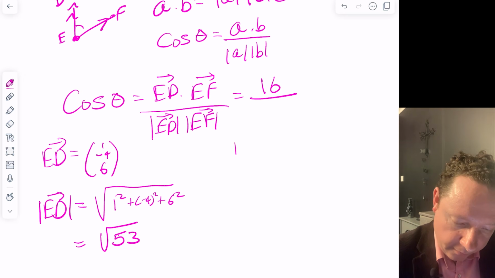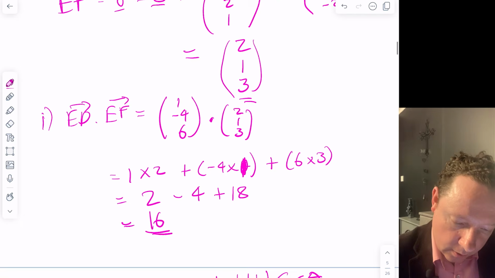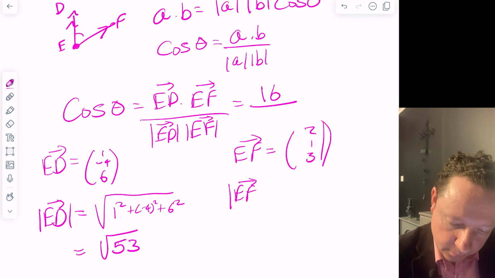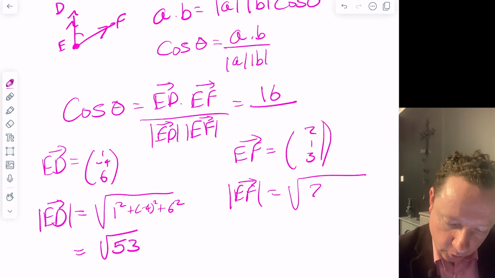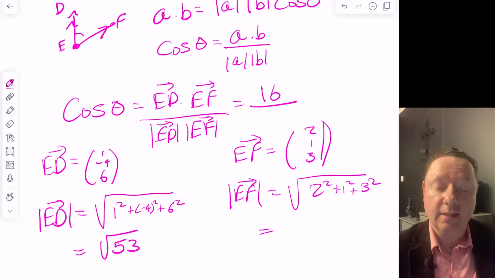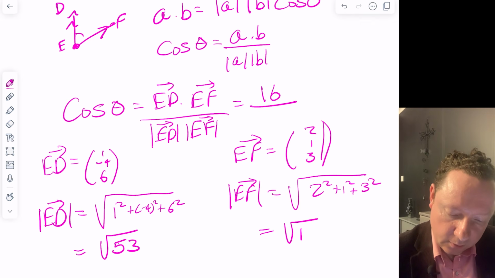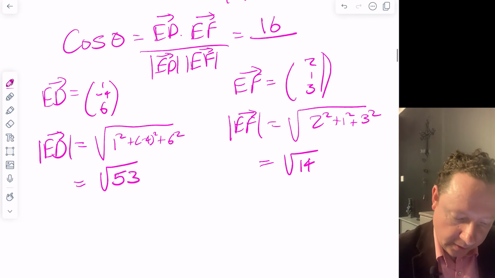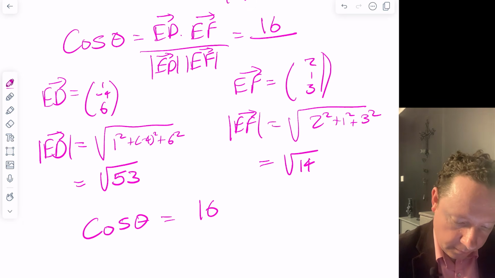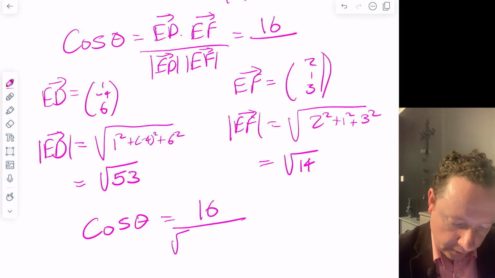And then EF, remember, we had (2, 1, 3). So the size of EF is just equal to the square root of 2 squared plus 1 squared plus 3 squared. 2 2s is 4, 3 3s is 9, 4 and 9 is 13, and 1 is 14, I think. So we get root 14. So that means that our cos theta is equal to 16 over root 53 root 14.